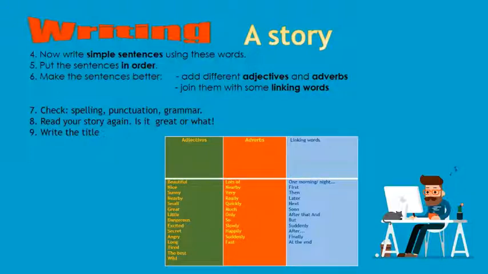And then after you have made all the sentences better and you have put them in chronological order, you have to check the spelling, the punctuation, and grammar. And then reread your story again and think whether it is great. Then you think about the title, to write the title for your story.